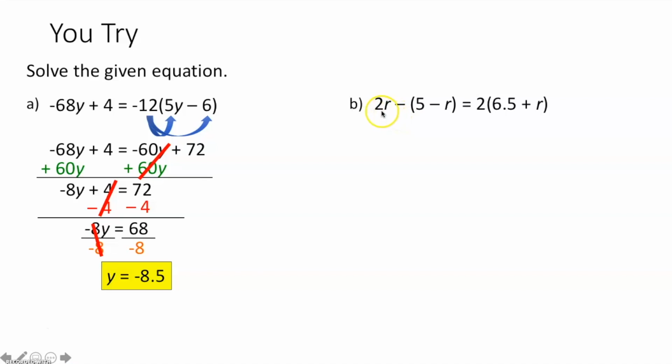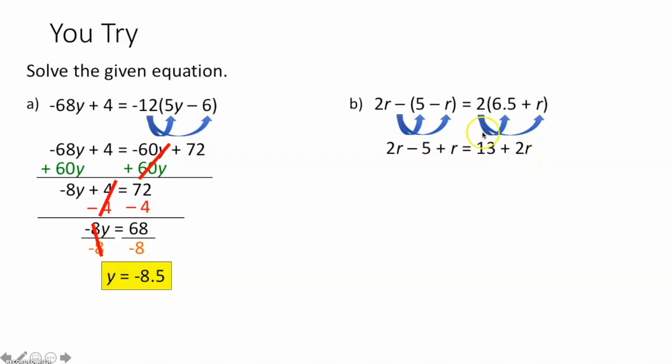But what's happening here is I have a negative 1 that is multiplied out front of these parentheses. Anytime you see a minus and then parentheses, you're really multiplying what's in the parentheses by negative 1. So I actually have to distribute that negative 1 to the 5 and the negative r. Same thing over here. Since I have 2 times this quantity and this quantity cannot be simplified, I have to distribute this too. On this side, I get 2r, and then the negative 1 times 5 gives me negative 5, and then negative 1 times negative r gives me positive r. Over here, 2 times 6.5 gives me 13, and then 2 times r gives me 2r.